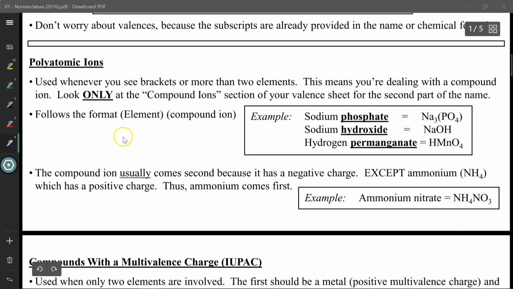The next naming system we're looking at is called polyatomic ions. The prefix poly means many, and atomic, well, atoms, so many atoms. So use this naming system when you see more than 2 elements involved. So over here, sodium phosphate, I see sodium, phosphorus, and oxygen. So there's 3 atoms involved. Sodium hydroxide, Na, O, and H, 3 elements involved.